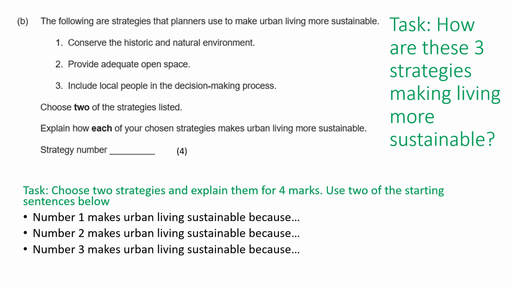And the final question that we're going to look at today. The following are strategies that planners use to make urban living more sustainable. Number 1, conserve the historic and natural environment. That means they're not removing it. Number 2, provide adequate open space. That's for people, like green space and parks. Number 3, include local people in the decision-making process. Choose 2 of the strategies and explain how each of your chosen strategies makes urban living more sustainable.